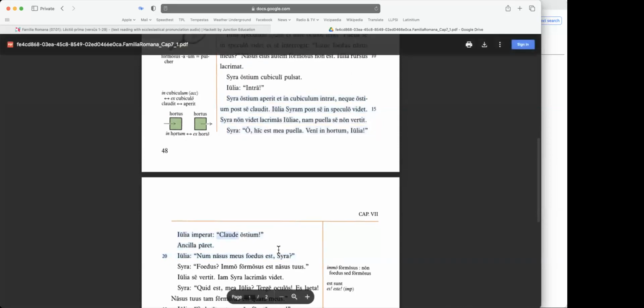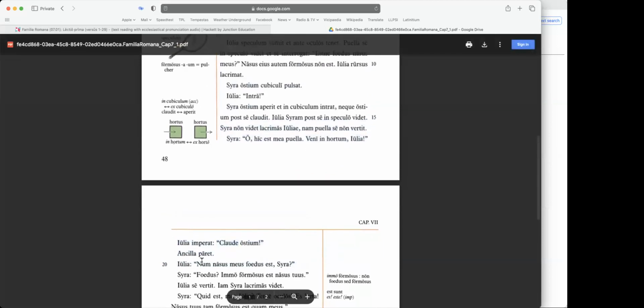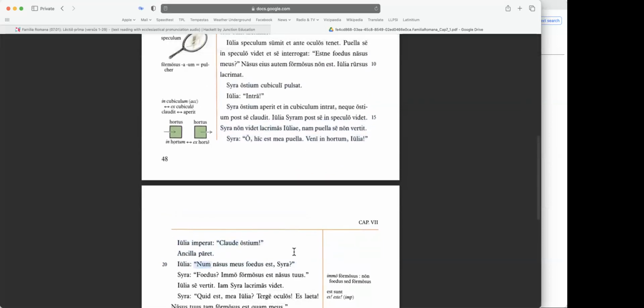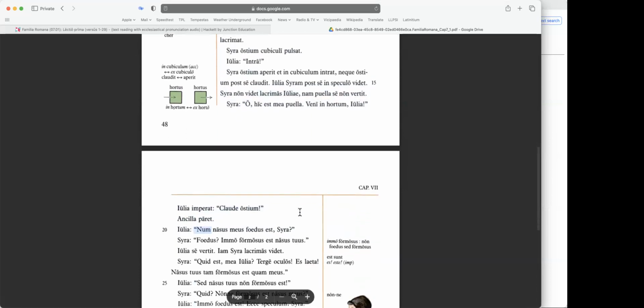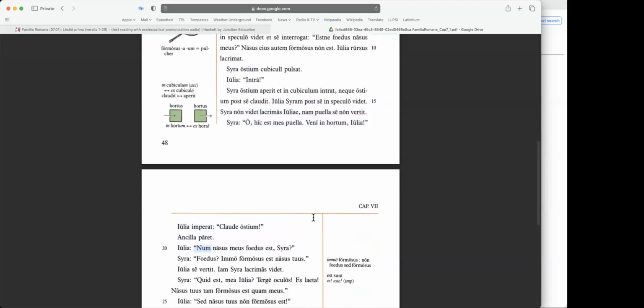Okay, very good. All right, any questions on that before we get to the num? Okay, Michael, go ahead. Just one vocabulary question. On vertit, is it just turns, or is it turns away, or is it just turns by itself?